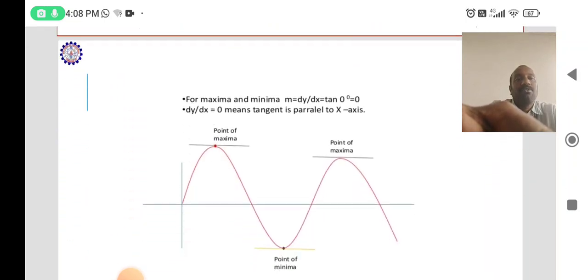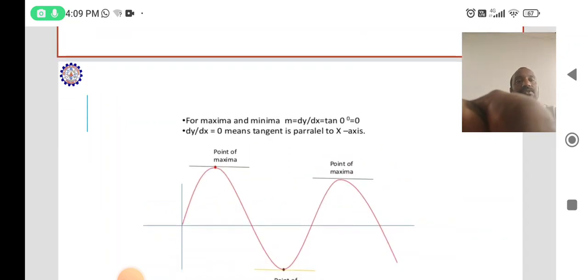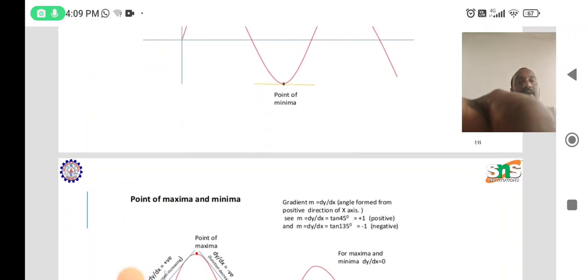Now for maxima and minima, the slope m equal to dy by dx, that is tan inverse of 0, is equal to 0. There is a maxima or minima at the point where dy by dx equals 0, which means the tangent is parallel to the x axis.